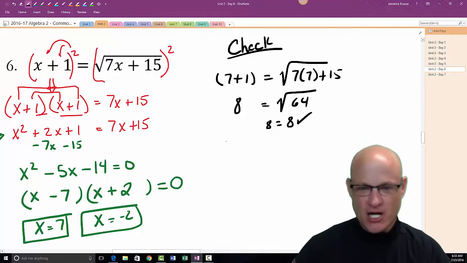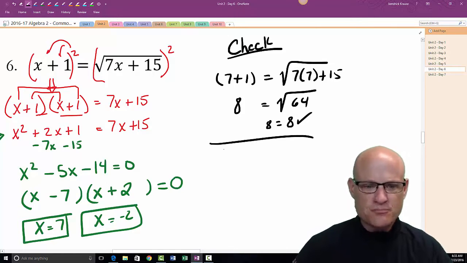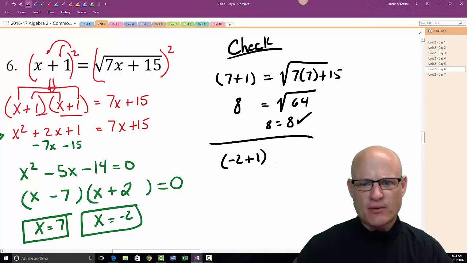Yeah, that one worked. All right, moving on. Let's try -2. -2 plus 1. I'm already sensing a problem here because on the left side, I'm going to have a -1. And I don't really think I can take the square root of something and have a negative. Let's see what we got here, though.